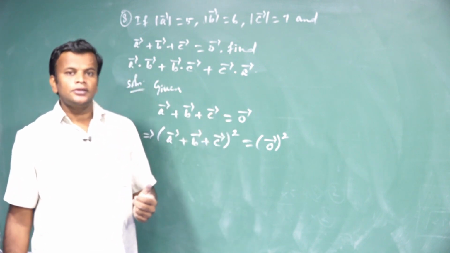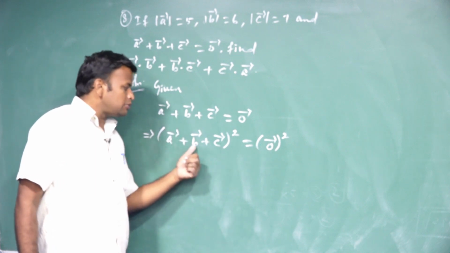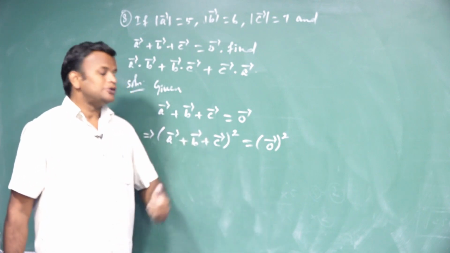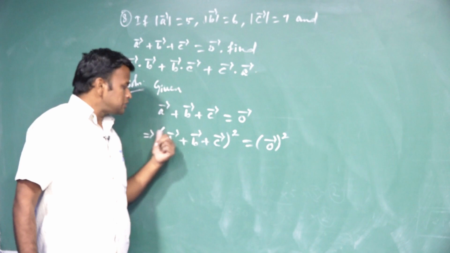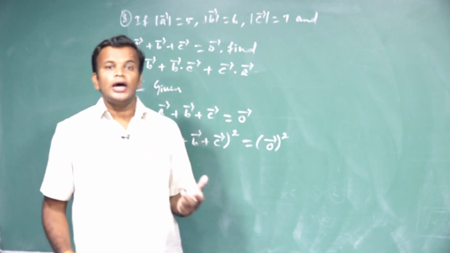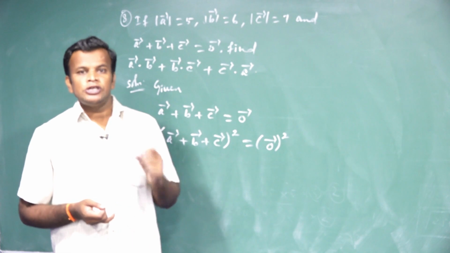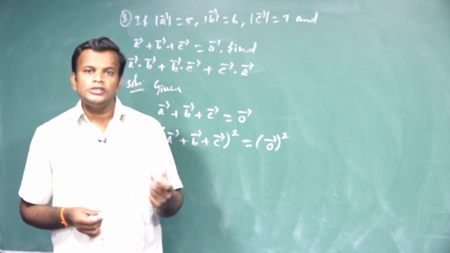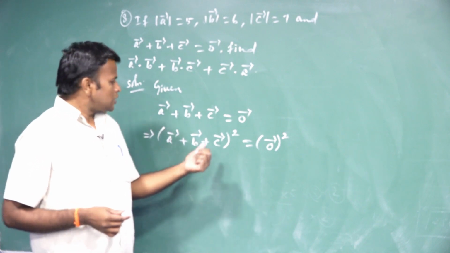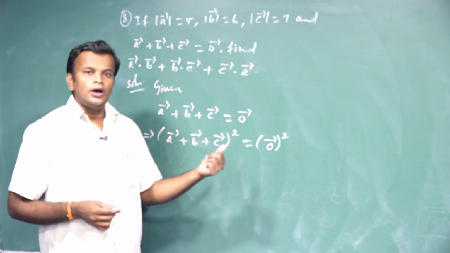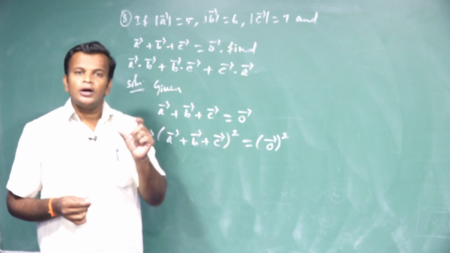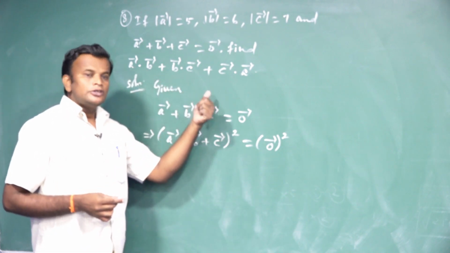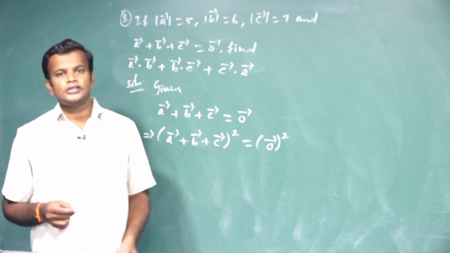You remember the formula? In your lower class we saw the formula of A plus B plus C the whole square. It's not A plus B the whole square. It is A plus B plus C the whole square. Suppose the vector is not there, the formula of A plus B plus C the whole square is A square plus B square plus C square plus 2AB plus 2BC plus 2CA. Suppose the vector is involved, you know very well how to write. Whenever there is a product of numbers, we use the dot product. So our required value also uses dot. So that's why we square on both sides.